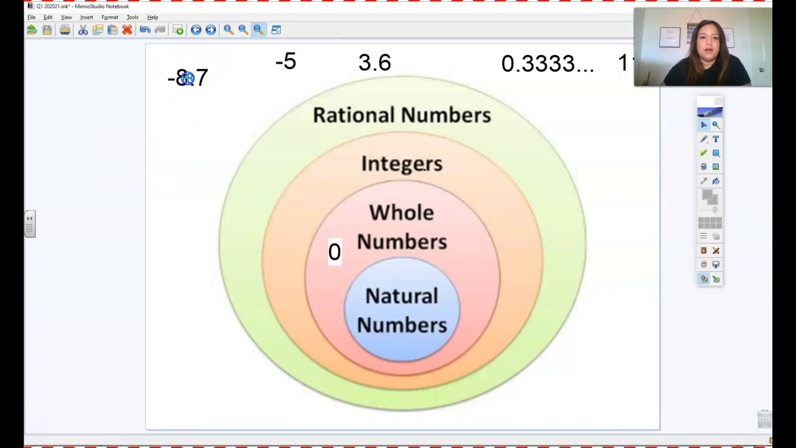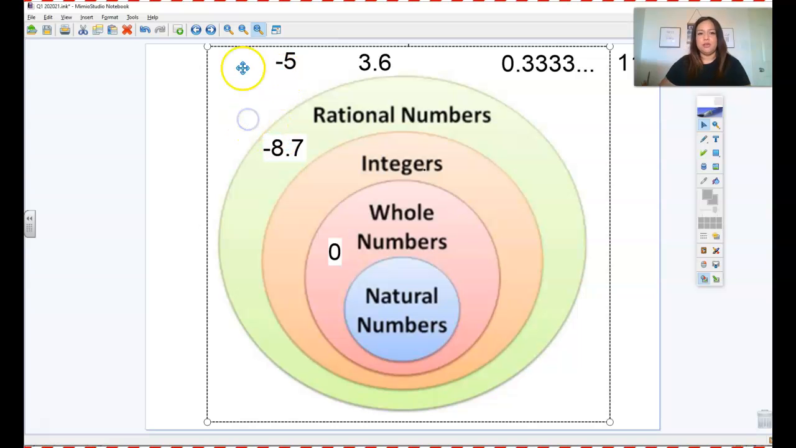Now let's try the negative 8.7. Negative 8.7 is a rational number, it's a terminating decimal, but does it get to move on to integer? We said integers were negatives, but specifically they had to be negative whole numbers. So this has that 0.7, so that gets to stay out there.